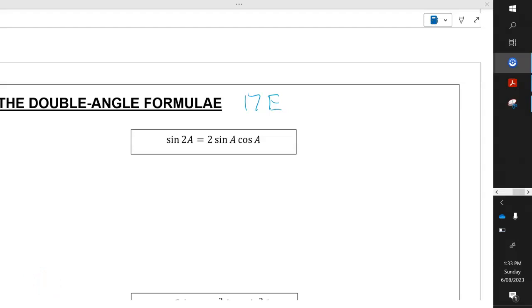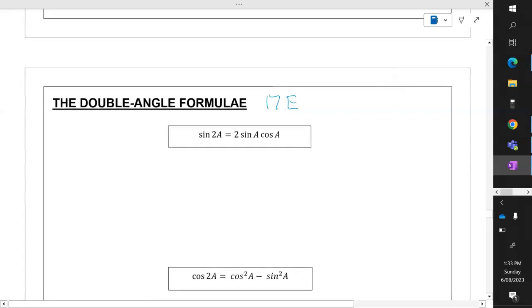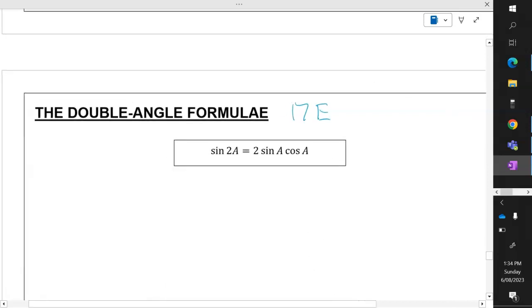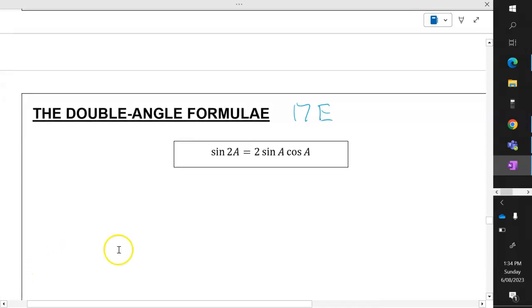Hi, Year 11. What we're going to have a look at now is the double angle formula that relates to 17E in Cambridge. So we want to have a look at how we would prove these formulas, because part of the extension course is proving our formulas. So you want to prove that sine of 2A, there's our double angle, is equal to 2 sine A cos A.